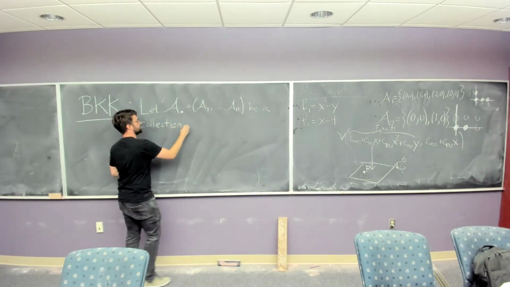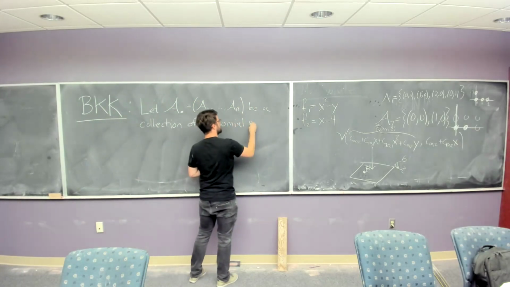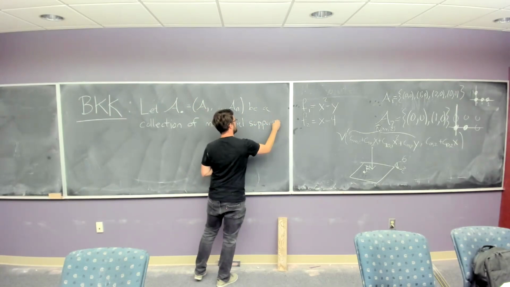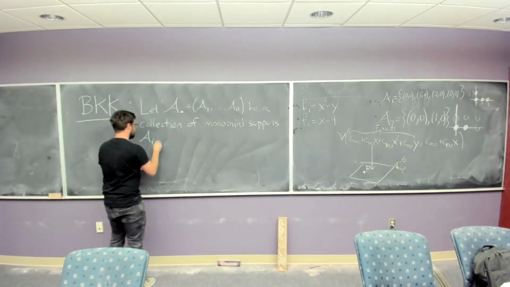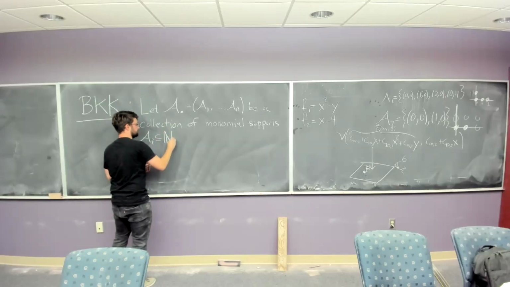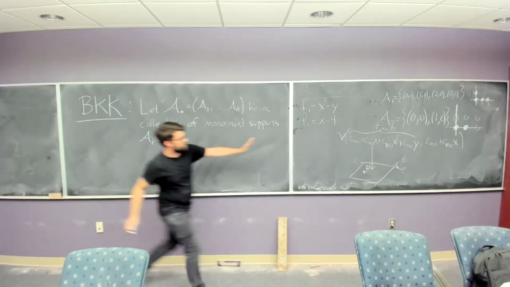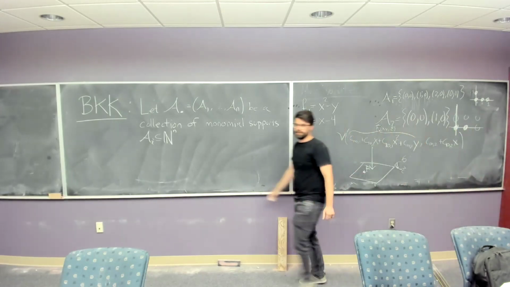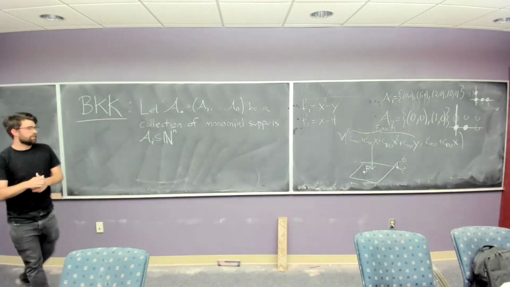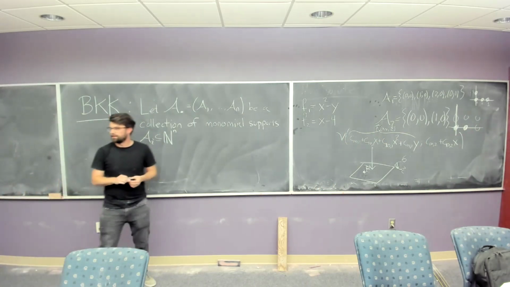So let A dot be a collection of monomial supports. What do I mean by that? I mean, each A_i belongs to the integer lattice, but we're going to ignore negative exponents right now. It works even if you use negative exponents, so then you have a Laurent polynomial system, which is not really our vibe in this course.